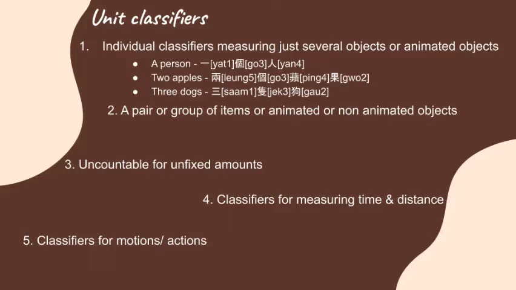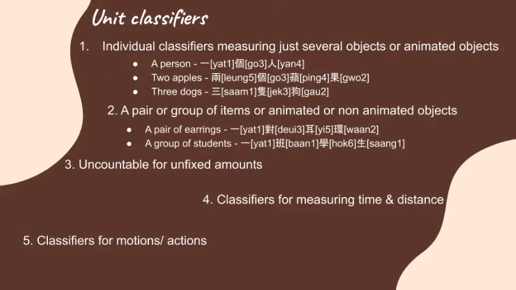And we also have unit classifiers for a pair of things or a group of items or animated and non-animated objects as well. For example, a pair of earrings, 一對耳環. A pair of chopsticks, 一雙筷子. A group of students, 一班學生.